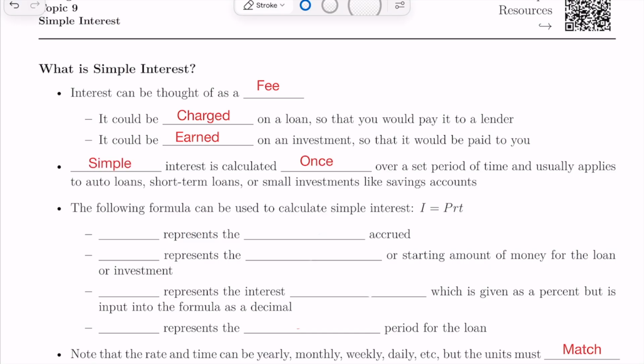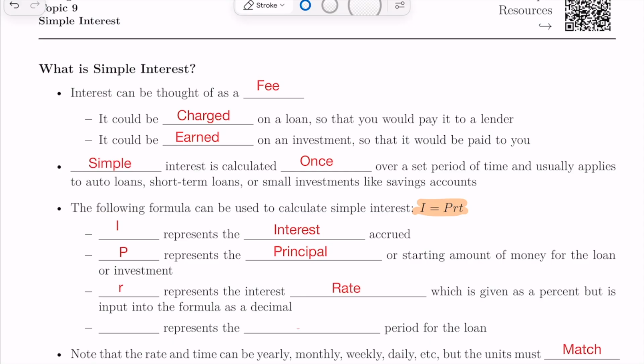Okay? Simple interest is calculated once over a set period of time, and it usually applies to auto loans, short-term loans, small investments, etc. We're going to be using some variables here: I, P, R, and T. Each one of them means something different. I represents the interest. P is your principal, the initial amount of money that you're starting with. And by the way, I is not the interest rate. I is the actual amount of money.